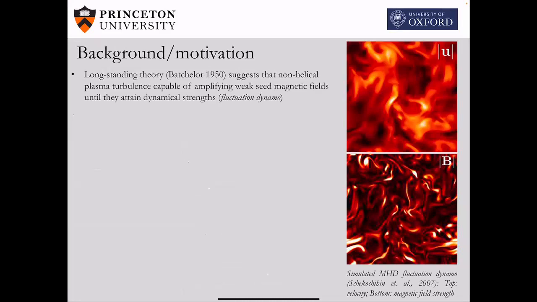Okay, so I'm going to start off by giving some background and a motivation for the interest in these experiments. Hopefully there have already been a few talks on dynamo theory in earlier weeks, so I'm not going to recover a lot of the ground that was particularly covered in Steve Tobias's talk. But essentially, a good place to start is this long-standing theory due to Batchelor over 70 years ago, suggesting that non-helical plasma turbulence is capable of amplifying a weak seed magnetic field until it attains a dynamical strength. This mechanism is known as the fluctuation dynamo, or a small-scale turbulent dynamo. In astrophysical contexts it is of great interest because it provides a plausible mechanism for explaining the observed dynamically significant fields that are seen in many different astrophysical environments.